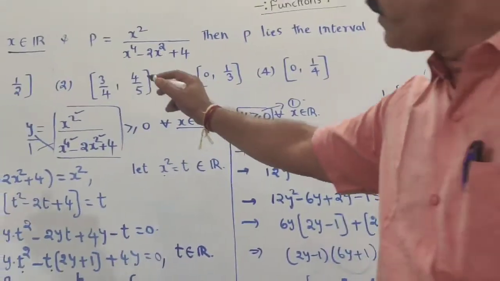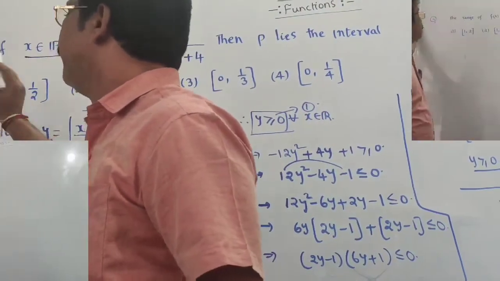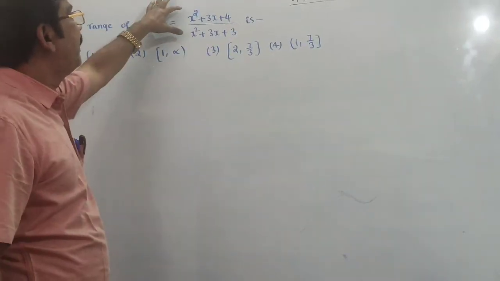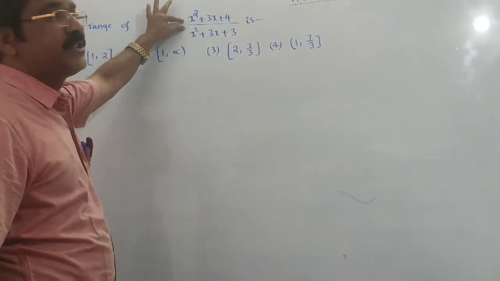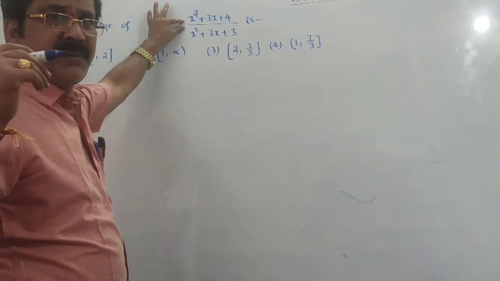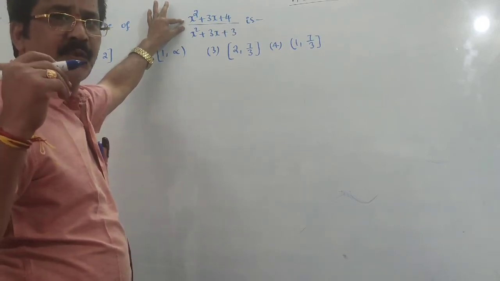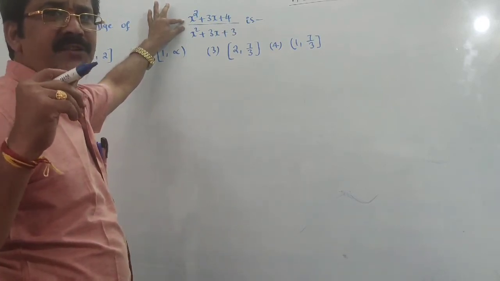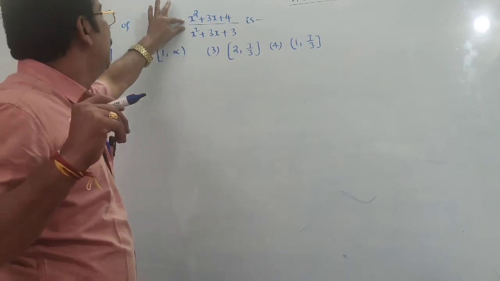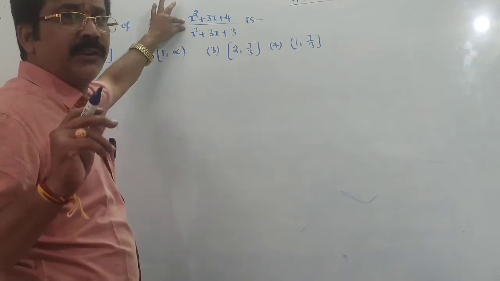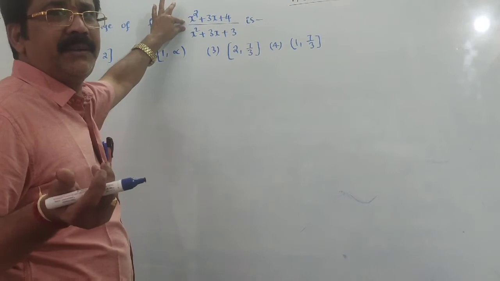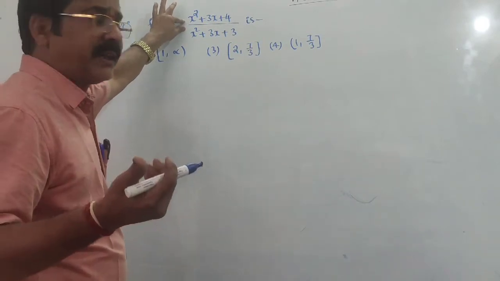So you come here, which option is right? The first option is right. Hence the problem. And the range of f(x), it is a rational function. Already in the previous question I said the procedure of finding the range of a rational function. It is also one important question. That's why I repeated this method or question type.